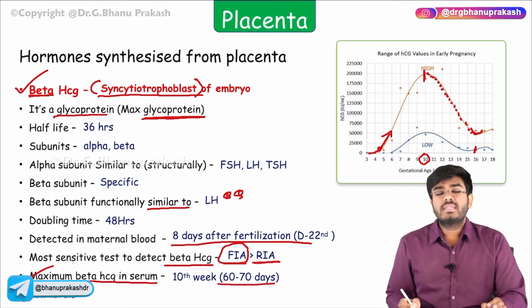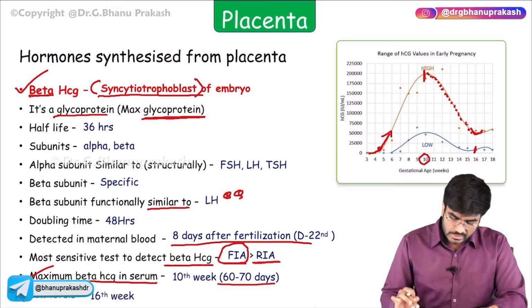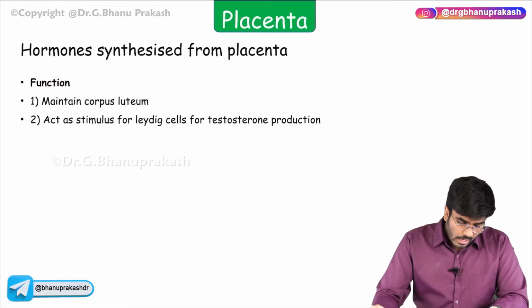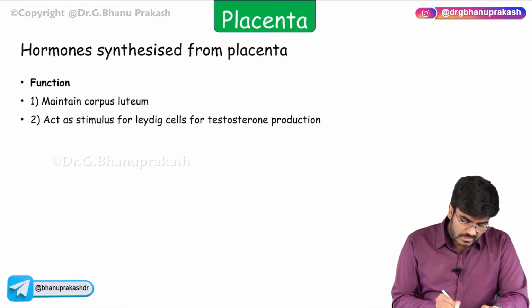Lowest level of beta HCG is seen by 16th week. Okay, on 16th week, lowest level of beta HCG will be seen. Now, after this, let's talk about the functions of the beta HCG. The main function of the beta HCG is to maintain the corpus luteum.